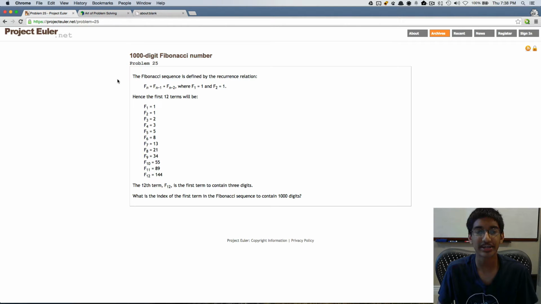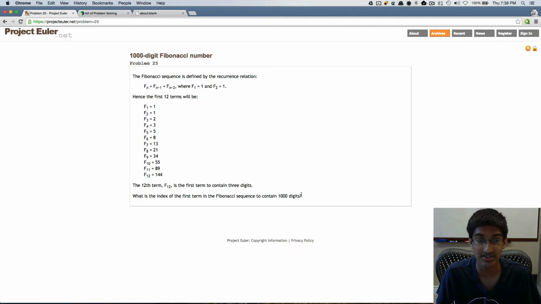Hi everyone, today we're solving problem 25. In this problem, we're supposed to find the index of the first term in the Fibonacci sequence to contain 1,000 digits. Now, the solution for this problem is a lot more mathematical than calculating out all the numbers in the Fibonacci sequence. We're not going to do that. We're going to jump directly to the first Fibonacci number to contain 1,000 digits.